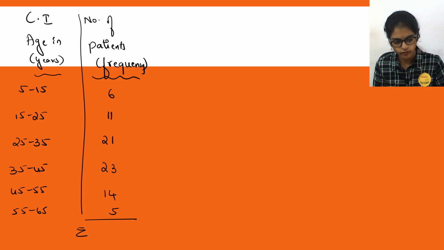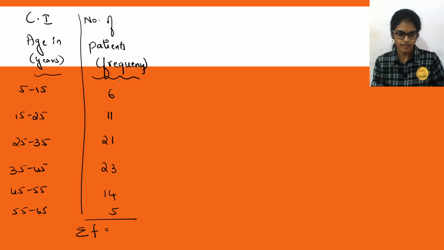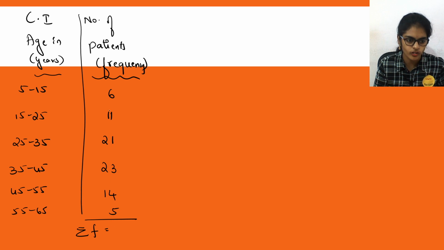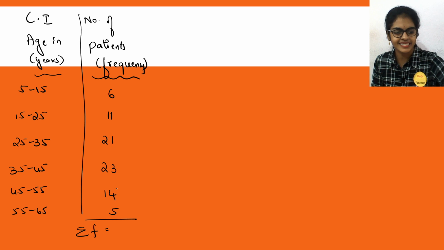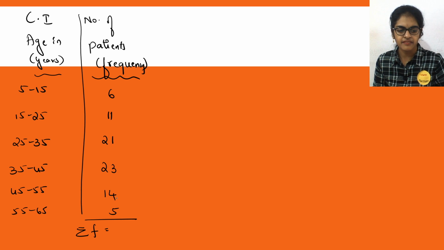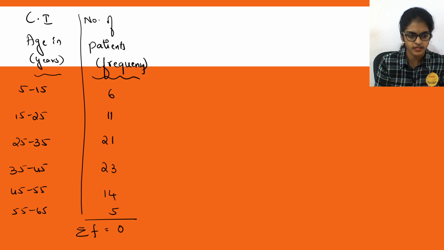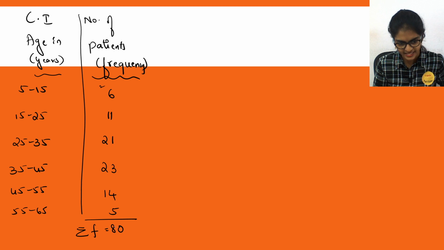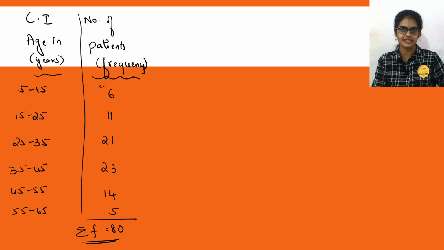What is the sum of all the frequencies? If you add all this, 6 plus 11 is 17, plus 21 is 38, plus 23 is 61, plus 14 is 75, plus 5 is 80. So the sum of all frequencies is 80. That means the total number of patients is 80.